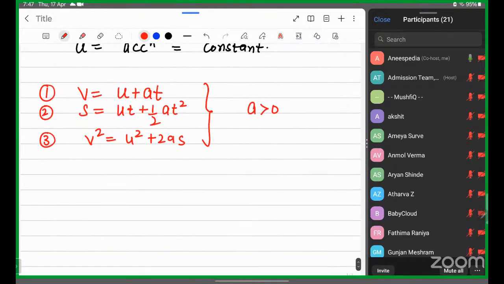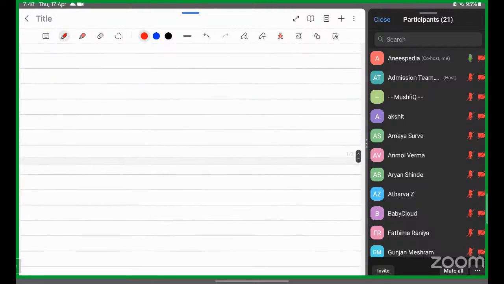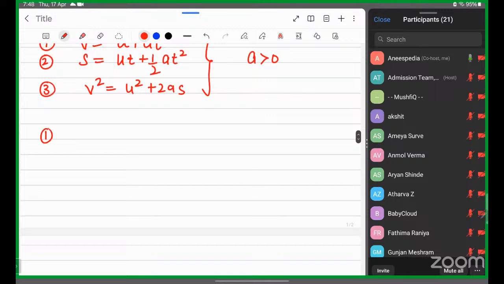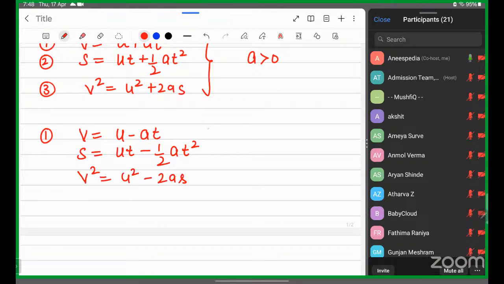Now, if acceleration is negative or the object is retarded, in that case, we will have V equals U minus AT, S equals UT minus half AT square, and V square equals U square minus 2AS. In these three equations, acceleration A is negative.